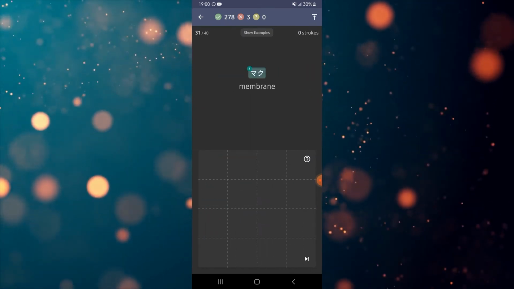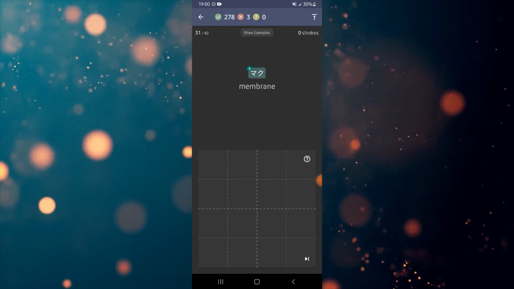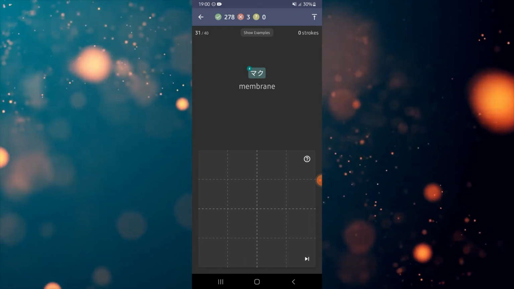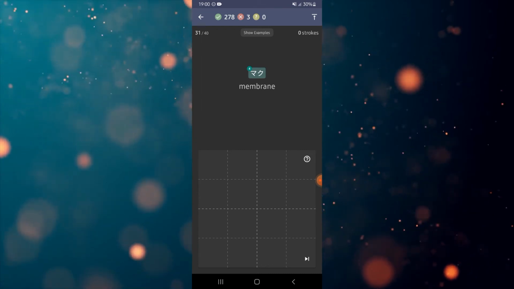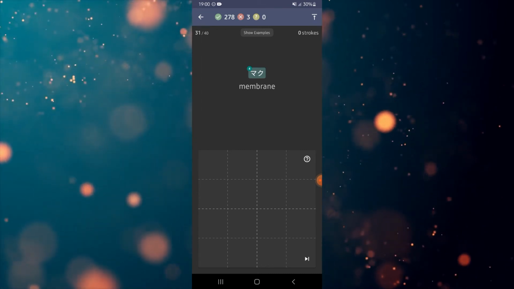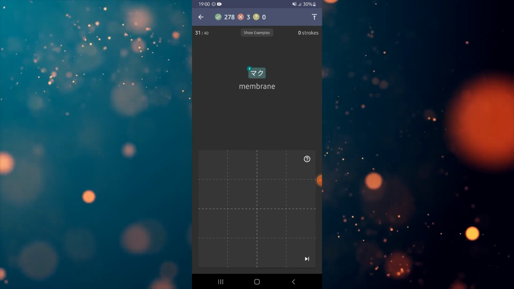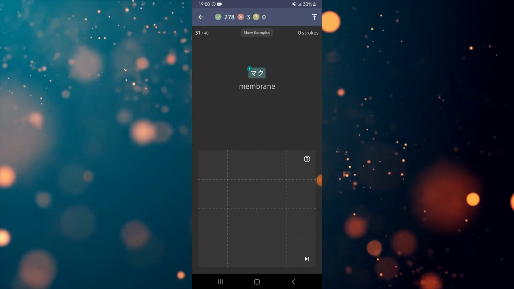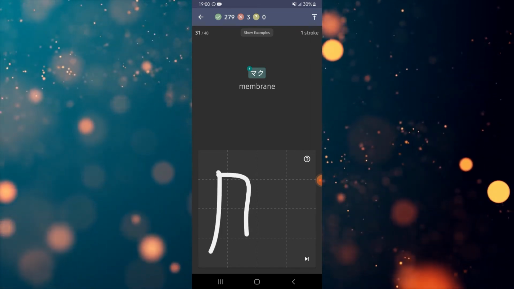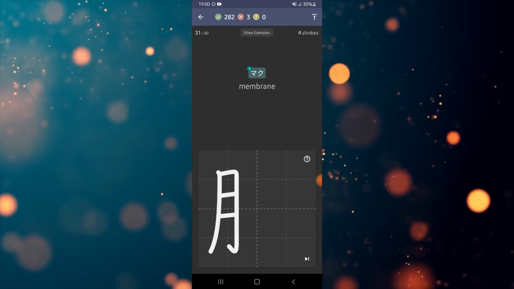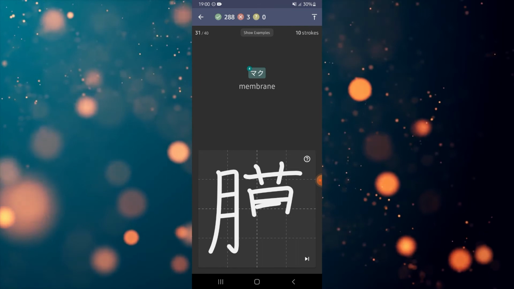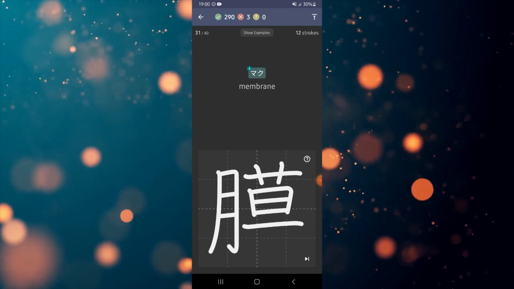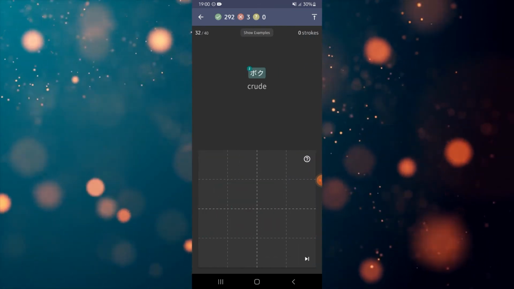Membrane. This one I picture the moon as a member. So we get member, which loosely sounds similar to membrane. It's a member of the graveyard gang. So draw the kanji for moon, for month, then draw the kanji for graveyard like that.